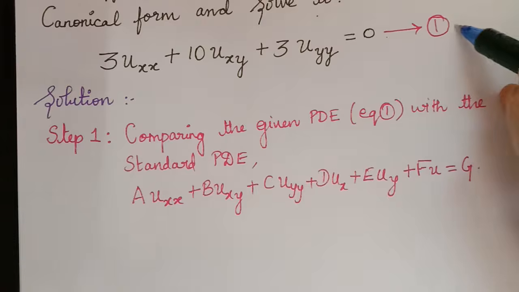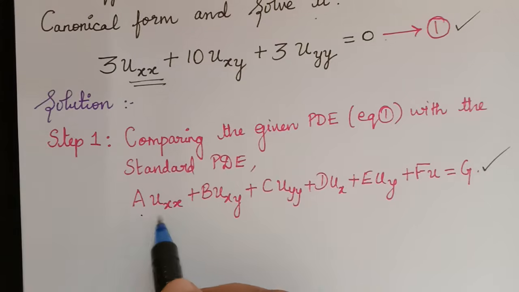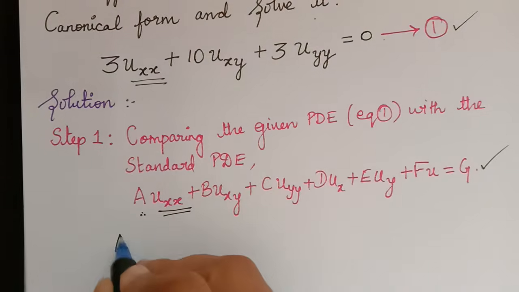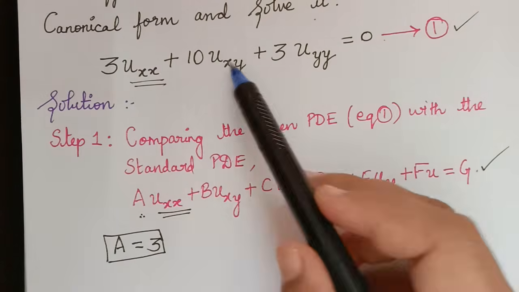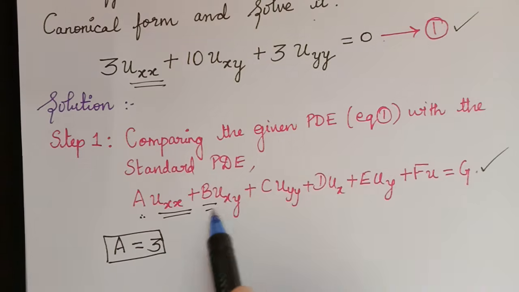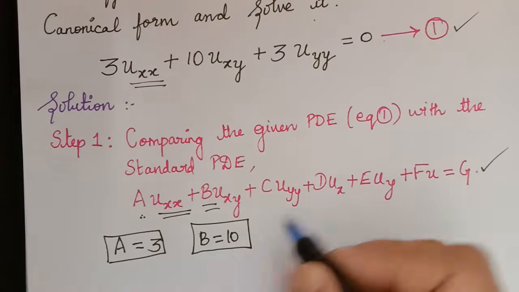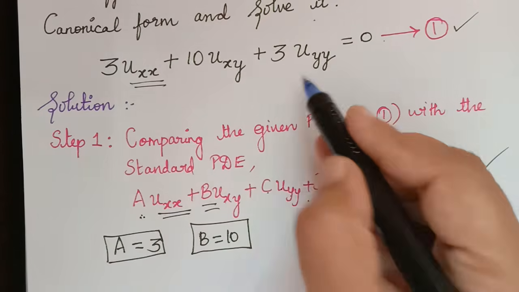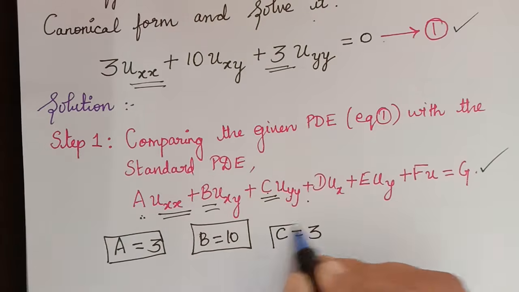Now when we compare these two, we observe that here we have uxx and the coefficient of uxx is a. So the value of a will be equal to 3. So a is equal to 3. In a similar manner, here we have 10uxy and here we have buxy, and so the value of b is equal to 10. And then we have cuyy and here we have 3uyy, and so the value of c will be equal to 3.